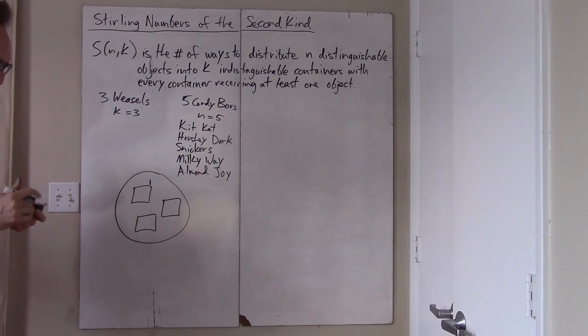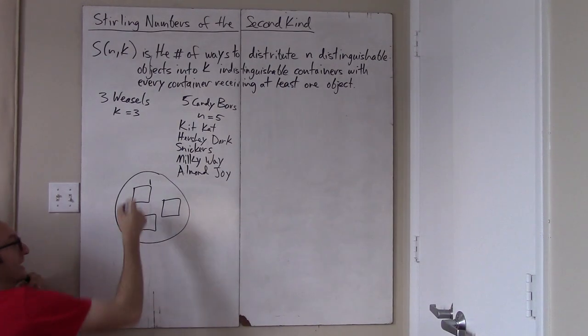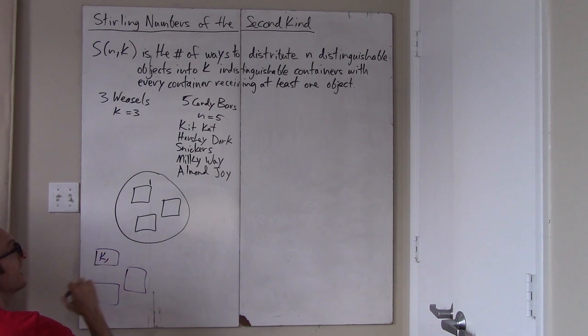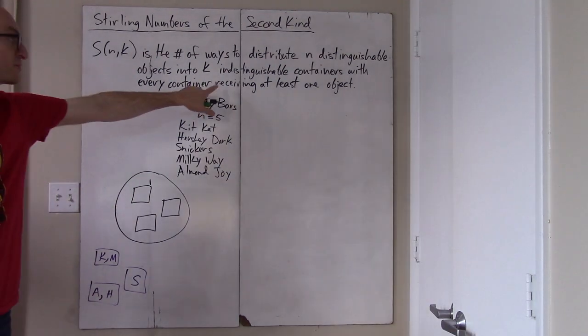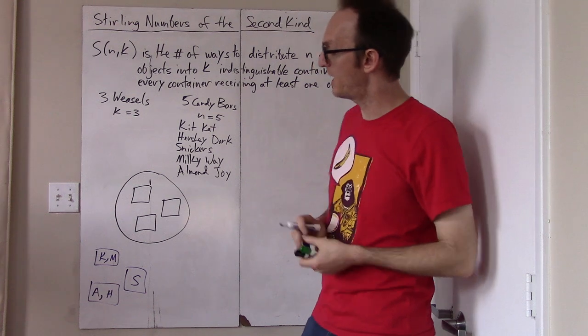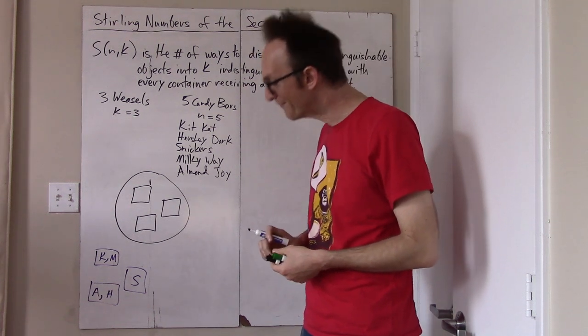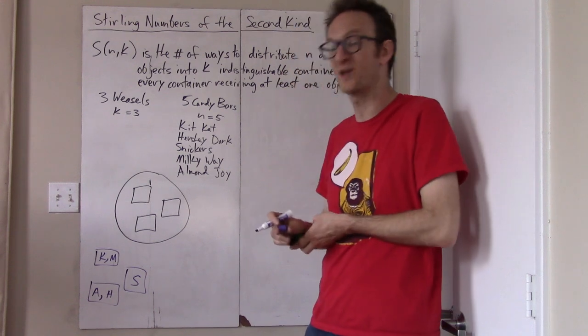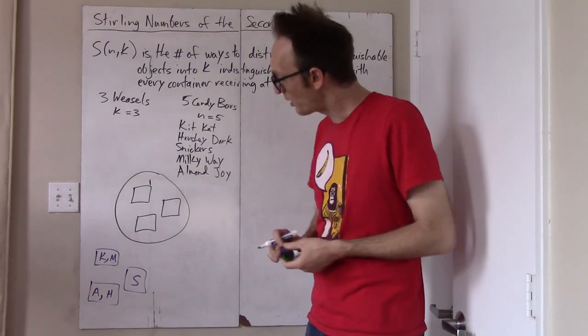So for example, one thing you might do is put the Kit Kat in the first box. So here I'll draw a little picture. You put the Kit Kat here and the Milky Way with the Kit Kat, and over here you put the Almond Joy and the Hershey Dark, and over here you put the Snickers bar. Now notice that every container has to receive at least one object, which is to say you have to put at least one candy bar in each of the weasel boxes. So none can be empty. You gotta give at least one candy bar to each weasel. But the boxes are indistinguishable. So all that matters is which candy bar is with which other candy bars, so to speak. You're just making 3 piles, basically. Okay. So that's one way to do it.